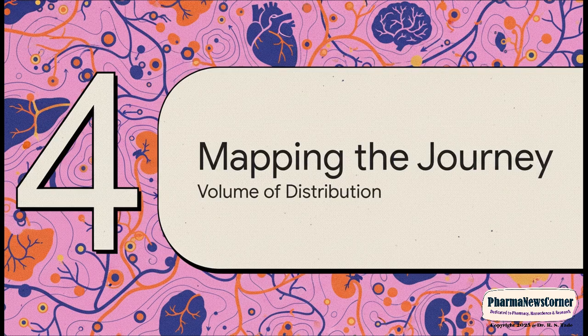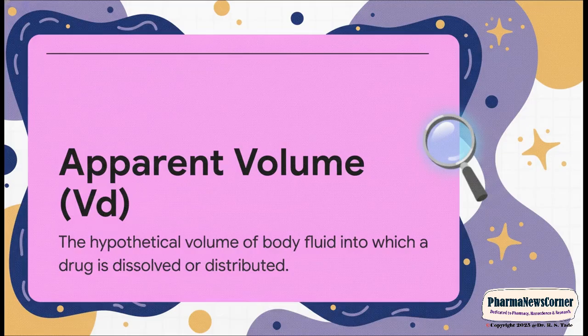Well, for that, we use a really cool concept called the volume of distribution. Now, this is super important. You got to wrap your head around this. The volume of distribution, or VD, is not a real physical volume. It's a hypothetical number, a theoretical concept. It's a way for us to figure out the extent of a drug's distribution. Did it stay in the blood, or did it spread out far and wide into the tissues?